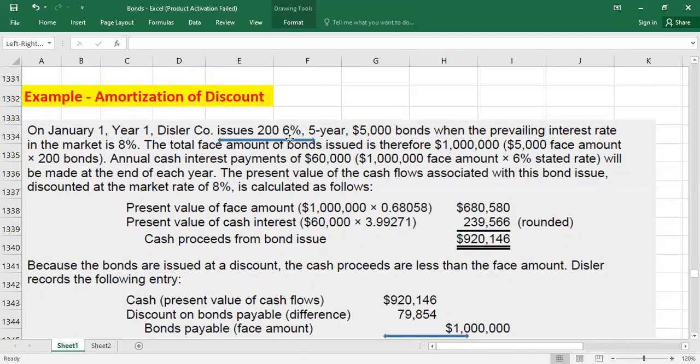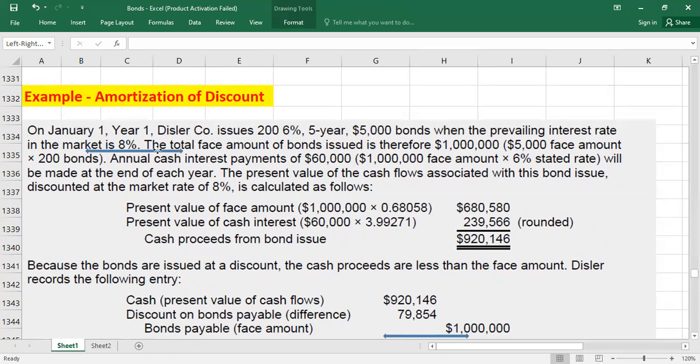By the way, I have already covered this in the previous video, but let me quickly repeat it for you. If your stated rate, which is 6%, is equal to the market rate, it means bonds will be issued at par. If your stated rate is greater than the market rate, bonds will be issued at premium. If your stated rate is less than the market rate, bonds will be issued at discount. So here our stated rate is less than the market rate, so that is why bonds should be issued at discount.